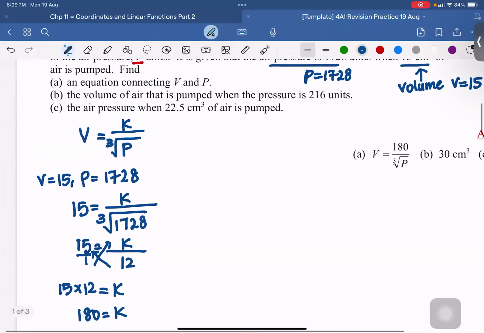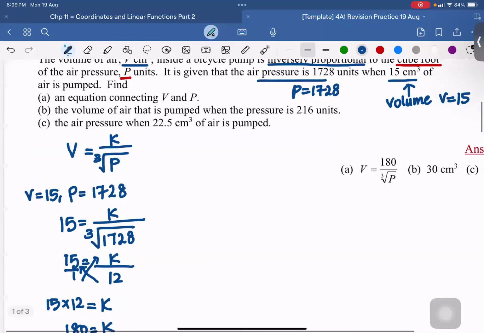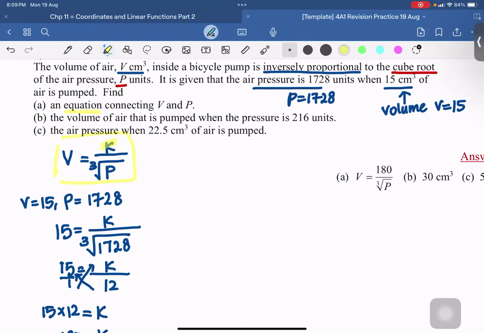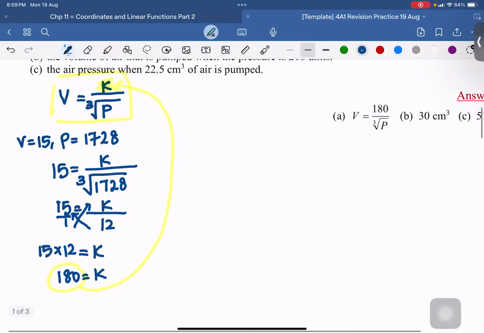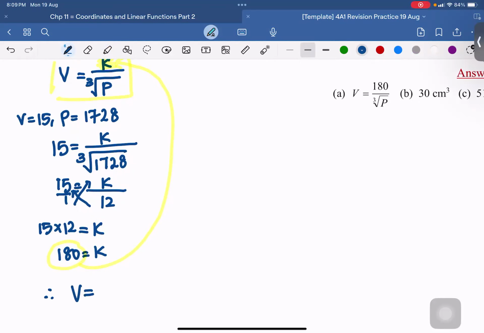But this is not the answer. The question asks for the equation, right? So this is our equation. I found the value of K, so I must plug it inside here. So in this case, we have the equation V equals 180 over cube root of P. A common mistake is that some students think we need to plug in the numbers 15 and 12 or 1728. No need. This one stays as the variable itself. So that's how we get the equation.